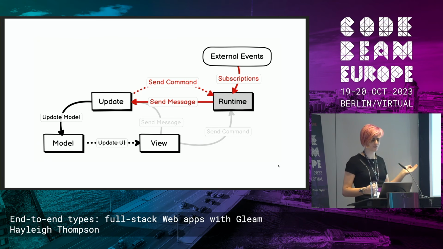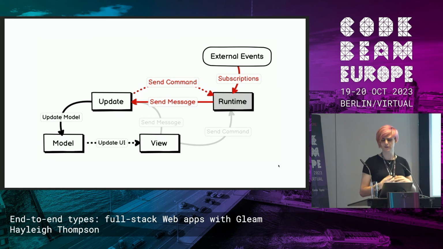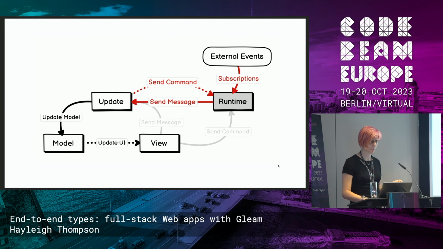Elm calls them commands. In Lustre, I call them effects because I think it covers the idea more. Basically, these are side effects that we want the runtime to perform, and then we can optionally tell them how to get the result back into our program as a message.